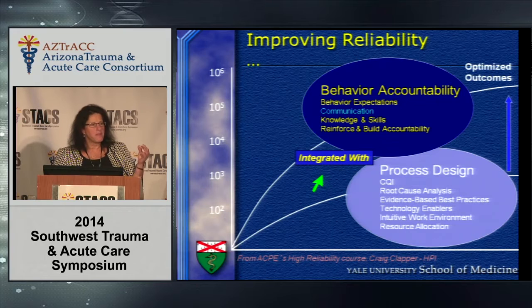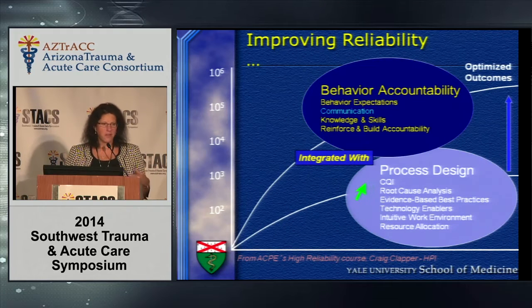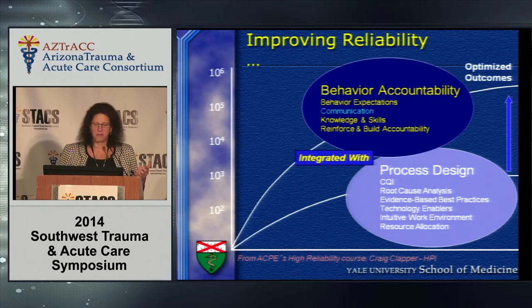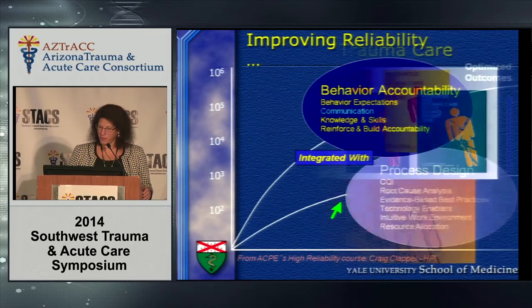But what really improves outcomes and what is so important for performance improvement is not only to do the process design, the CQI, the root cause analysis, the evidence-based practices, et cetera, but you have to integrate that with behavioral accountability, because that is really where you get your optimized outcomes. You have to stop the behaviors that are continuing to allow the processes that are problematic to perpetuate. And I can't believe I got that out without stumbling.